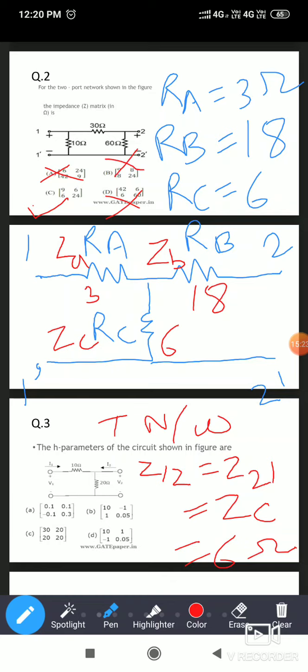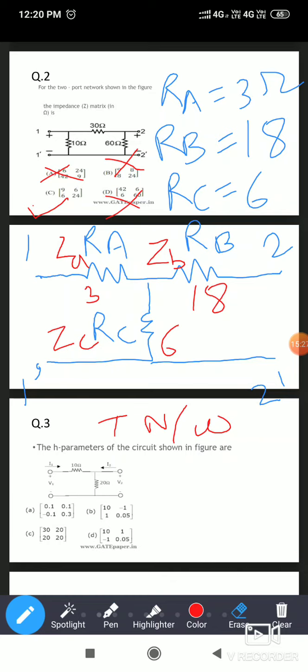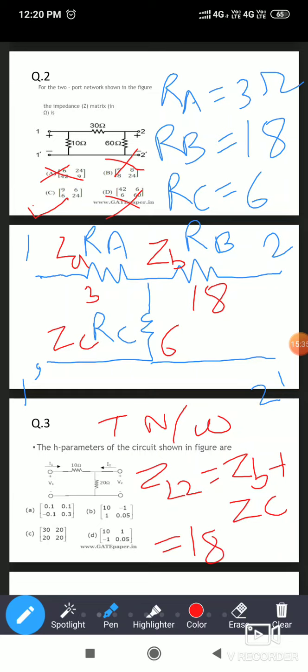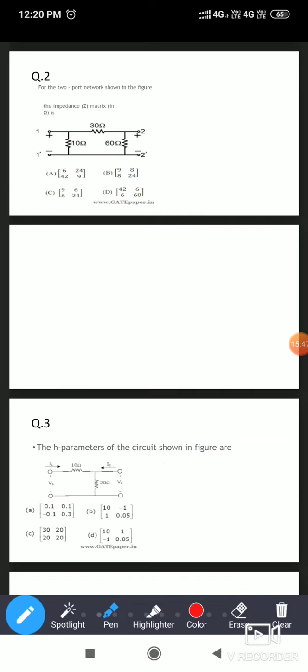Now finally we will find out the Z22. So Z22 means what? Z22 is nothing but ZB plus ZC. So ZB is 18 plus 6, that will give 24. So 24 is the Z22. So if you find all the values, you will get that option C is correct. Okay. So option C is correct.